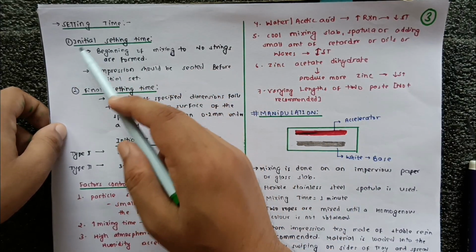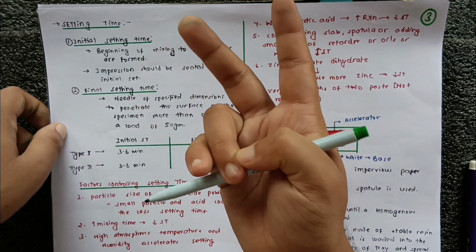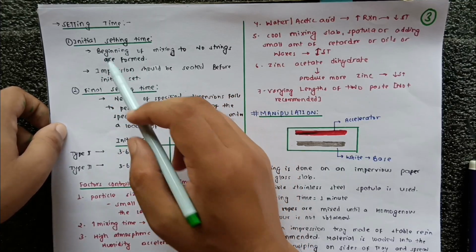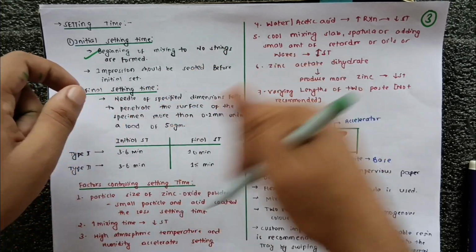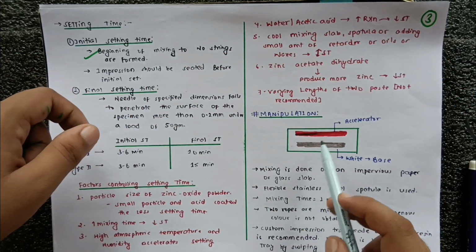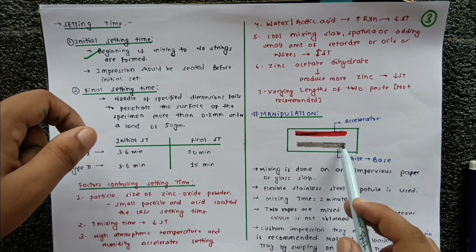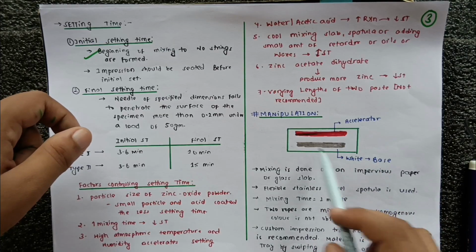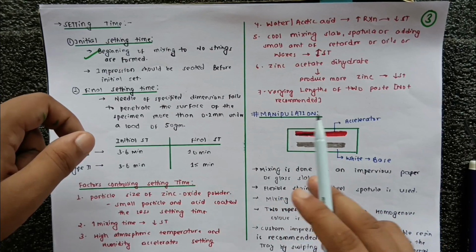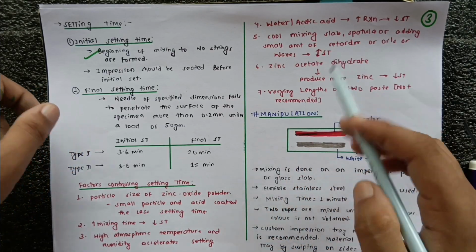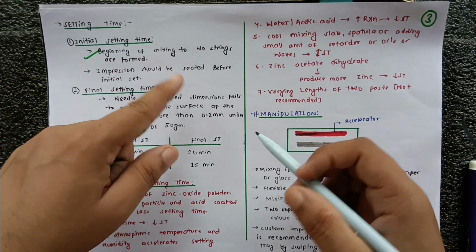In the setting reaction we have an initial setting time and a final setting time, so two setting times. Initial setting time is the time from the beginning of mixing to the point where no strings are formed. In the manipulation I will tell you, just look at this picture. We dispense equal lengths and equal diameters of the accelerator paste and the base paste on the glass slab, then mix with a stainless steel spatula. When you start to mix, the time runs from the beginning of mixing to no string formation.